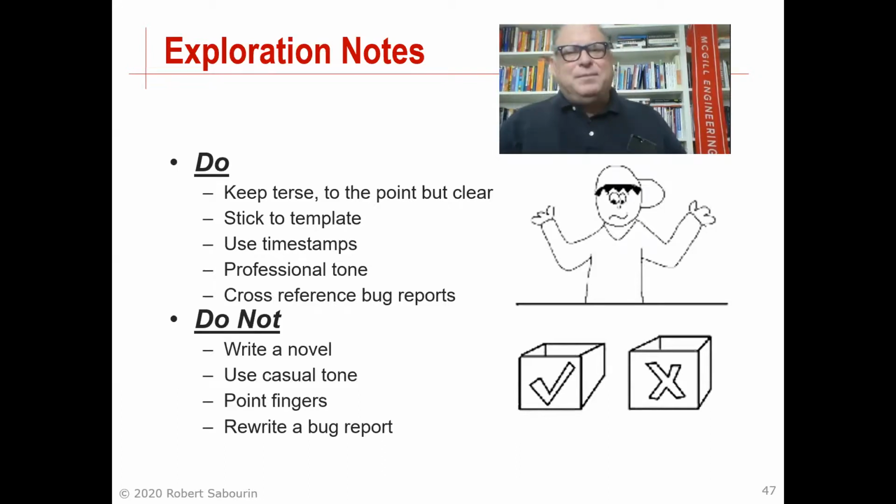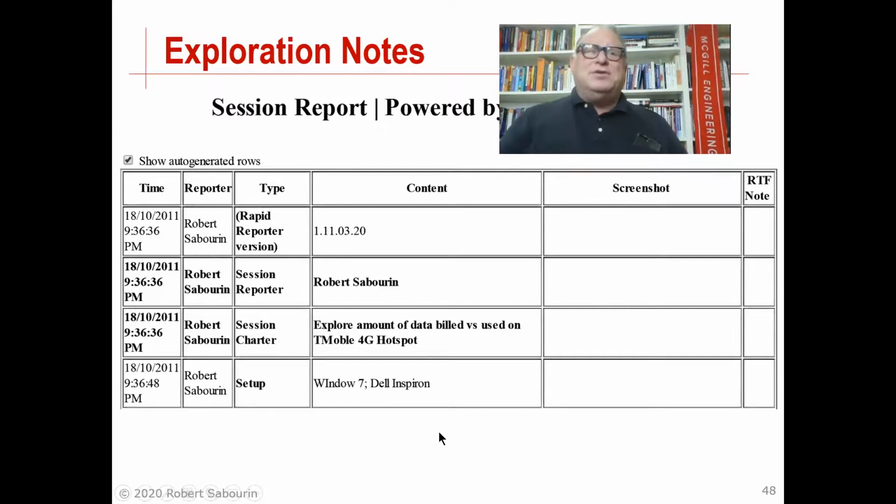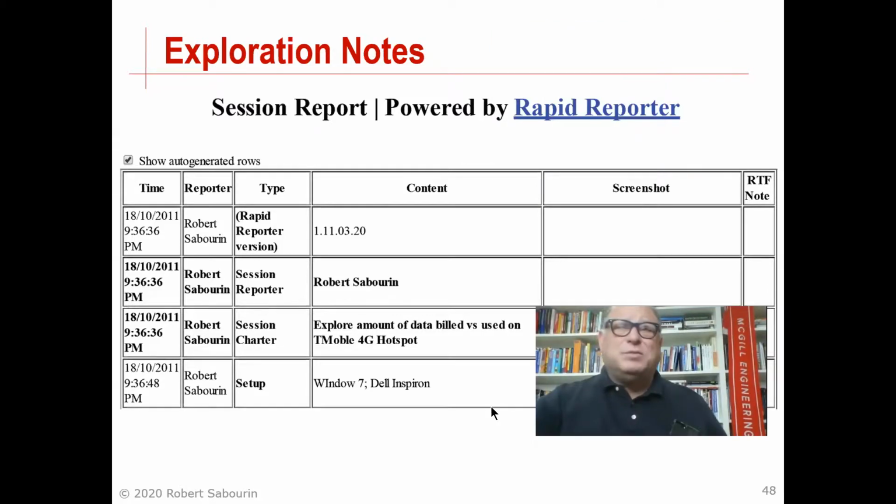Don't write a novel. Don't point fingers, especially don't start a blame game. These are very, very political things sometimes. Don't be too casual. Certainly treat each bug with importance and advocate them well, but don't basically rewrite the bug reports. There's a tool that I like to use for note-taking in charter-driven session-based exploratory testing. It's called Rapid Reporter.